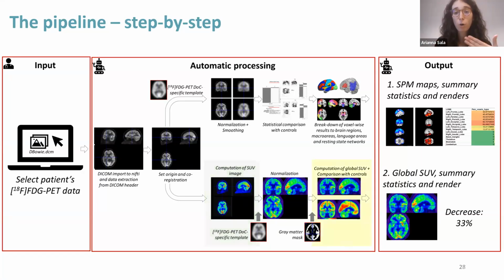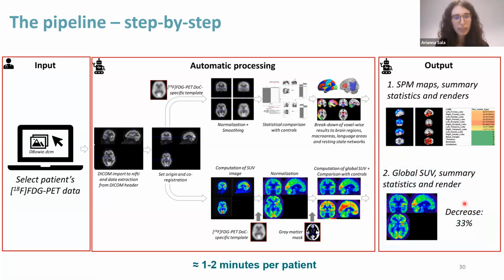Then again, we compare our image. This is an SUV image with the absolute quantification. It's in the same space as the controls. And we compare it to our controls using a mask of all gray matter to obtain a global value for SUV. And compared to the controls, we obtain the value for the global decrease. So this is everything that the pipeline does.